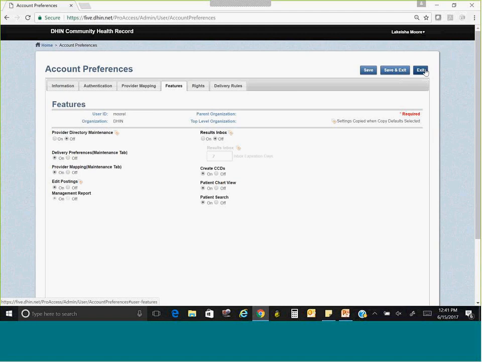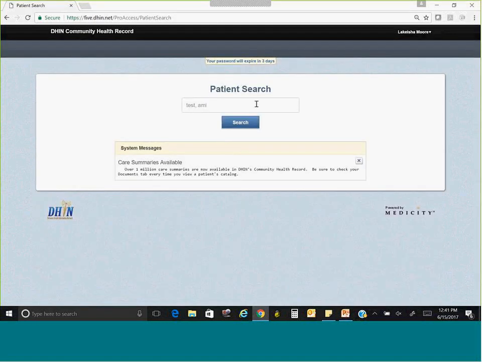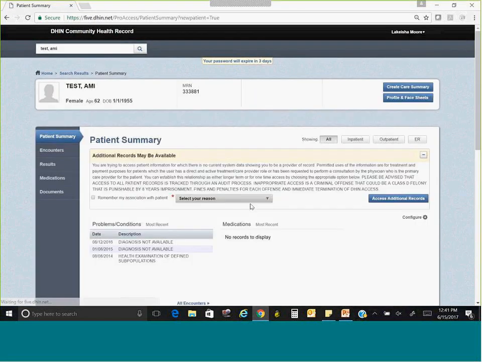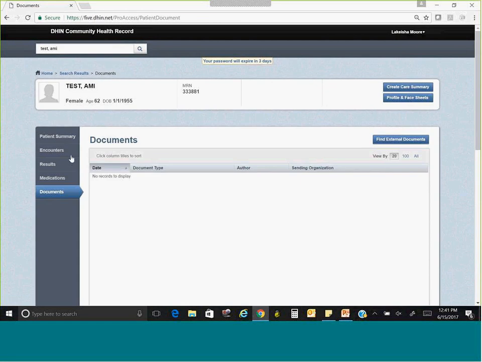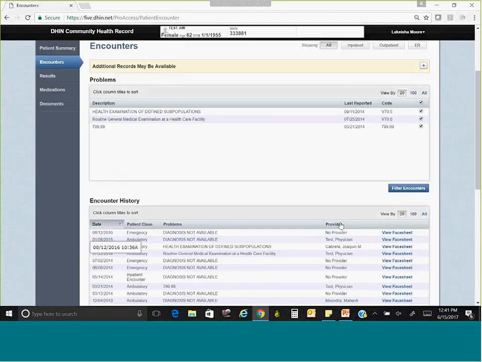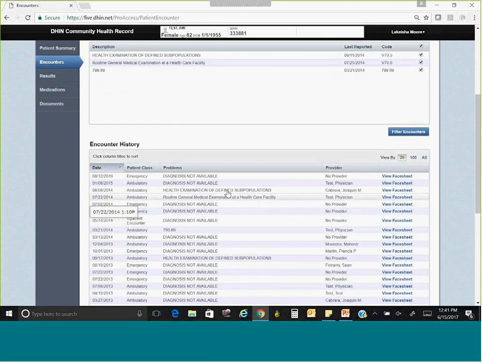So let me go back into the chart and go back to documents. I don't think it saved it for me because I came out of there. Just kind of had a thought there in case that happened to you. So let me go ahead and create that encounter summary again so you can see how that's done.